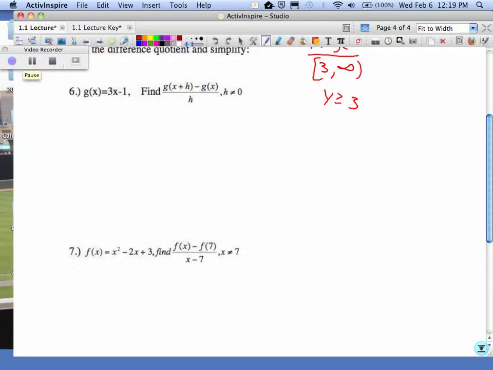So this is just a continuation of the function notation. I give you a function. The equation is 3x minus 1. And then we're going to ask you to do a bunch of this stuff. So this is what we're asking you to do.